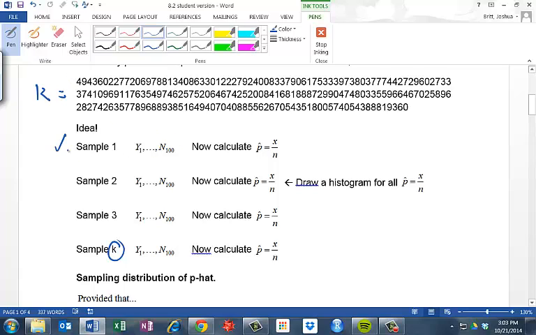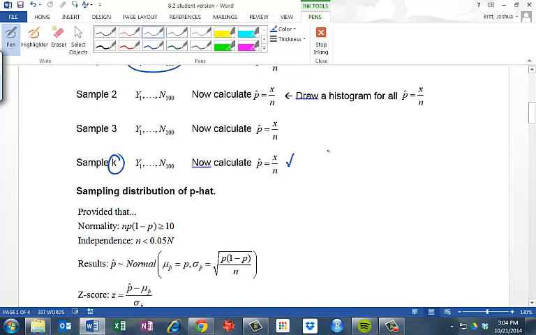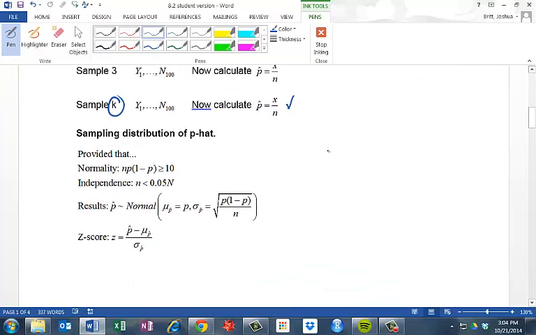Now, once we take all the different possible samples of size 100, for each one we calculate the sample proportion P hat. For the first sample, the second, and all the way down to the last. And once we do this, we draw a histogram for all the possible P hats. And what we discover when we draw that is that the distribution of P hat follows a normal distribution. And that's what we have here. These are the results that we're going to use throughout 8.2.